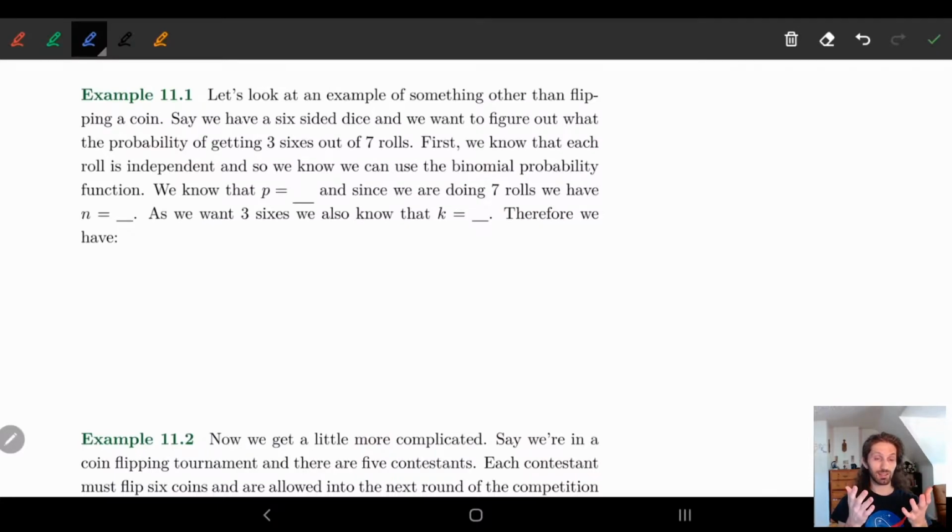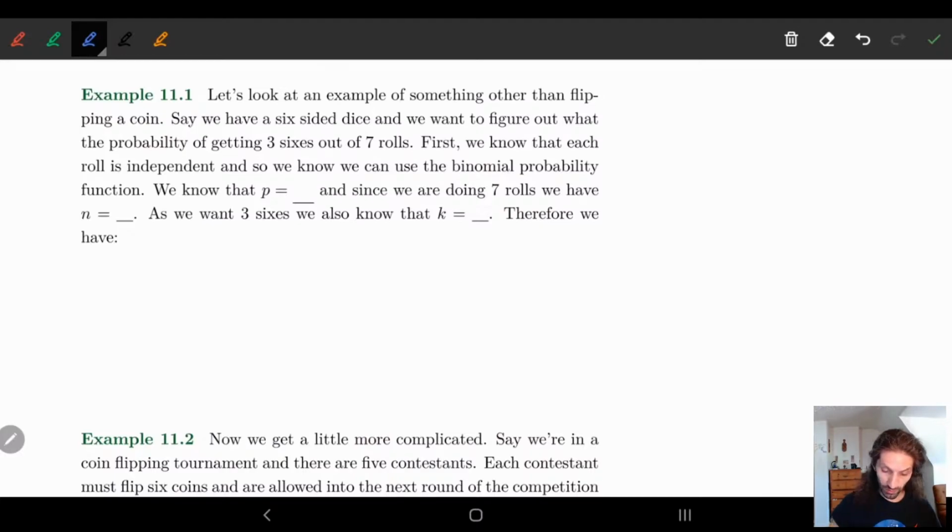Since we're looking at things that either occur or don't occur, we need something that's either going to be success or fail. So either it happens or it doesn't happen. For example, we're going to take a normal six-sided die, and we want to figure out the probability of getting 3 6s out of 7 rolls.